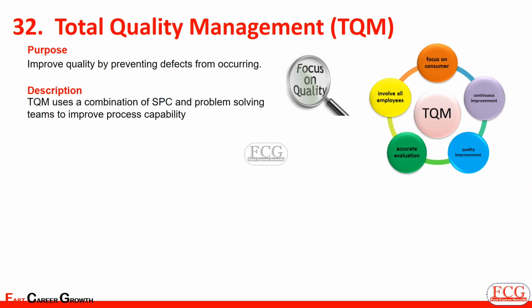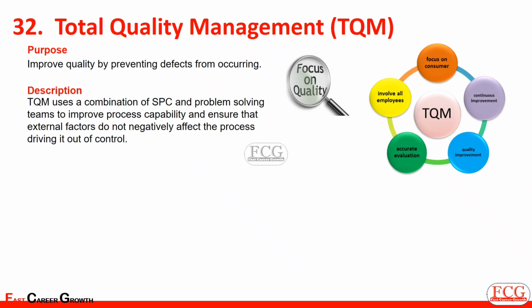5 principles of TQM are customer-focused, continuous improvement, quality improvement, accurate evaluation, involve all employees. TQM uses a combination of SPC and problem-solving teams to improve process capability and ensure that external factors do not negatively affect the process, driving it out of control.